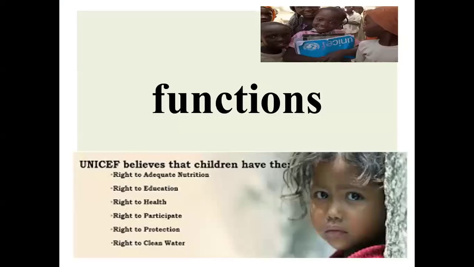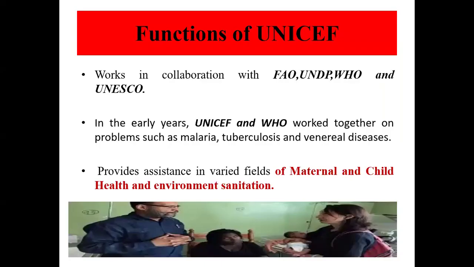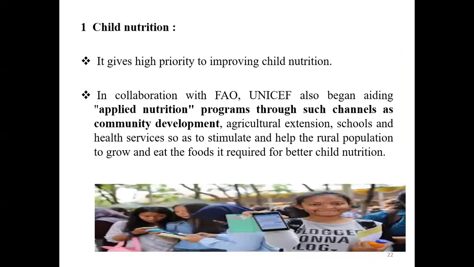Function is that it believes that every child has the right to adequate nutrition, education, health, participation, protection, and clean water. It works in collaboration with FAO, UNDP, WHO, and UNESCO. In early years, UNICEF and WHO worked together on problems like malaria, tuberculosis, and venereal disease. It provides assistance in the fields of maternal and child health and environmental sanitation.